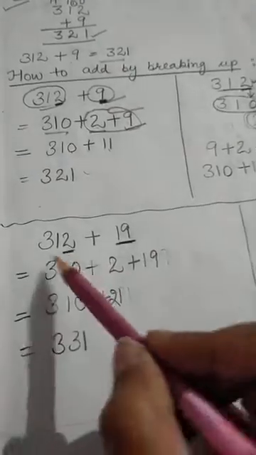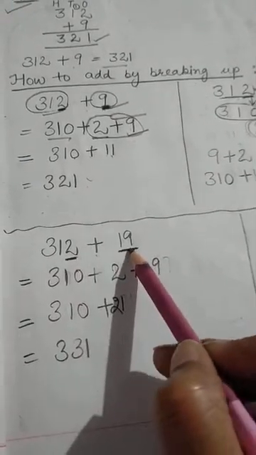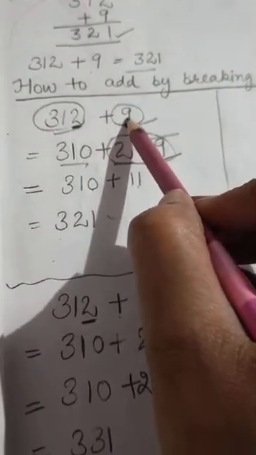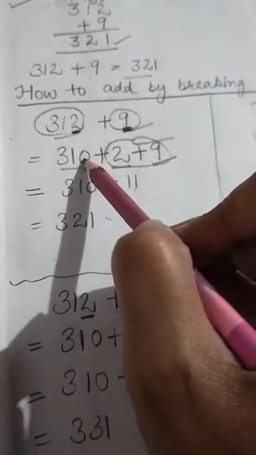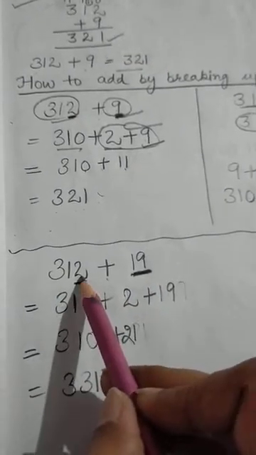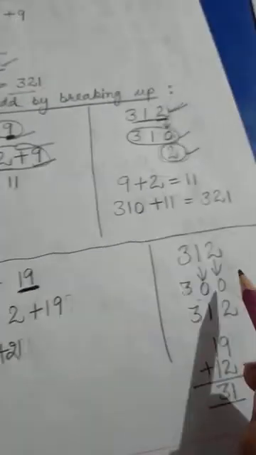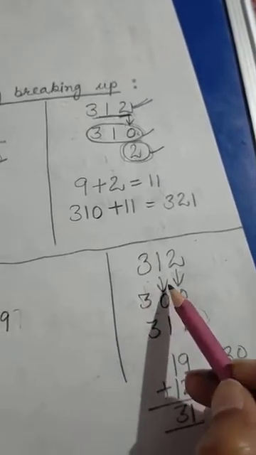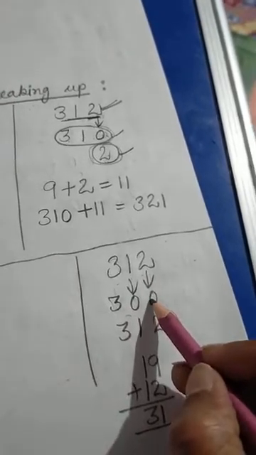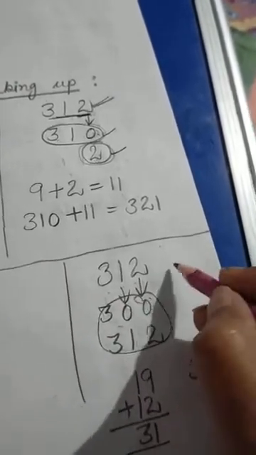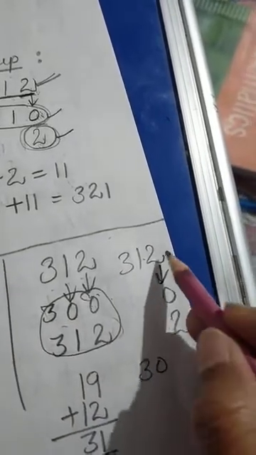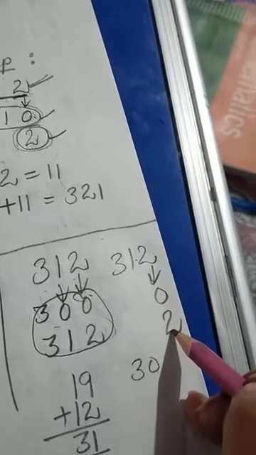Now see one more example. 312 plus 19. Now you can see there are two digits to add. Before, there was only one digit, so we made the ones place 0. Now there are two digits. Again we will make the ones place 0. So see, 312. The ones place we will make 0. Because 2 is there, the first part will be 0 and the second will be 2.